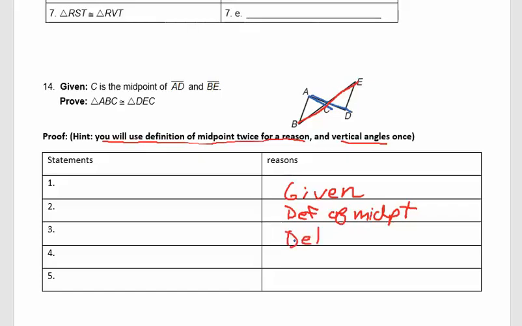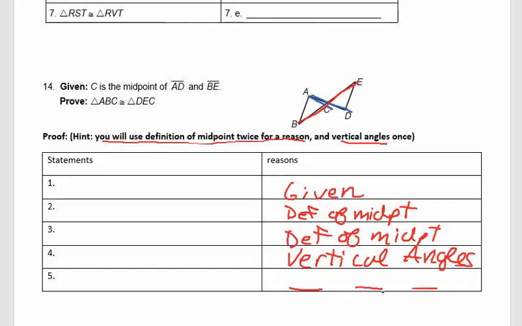And we'll use that twice. And it says to use vertical angles once. Now you just have to figure out what is true because of the definition of midpoint twice and vertical angles. And then at the very last, you'll have to decide whether you used SSS or SAS. It'll be one of those two. So write down your given. C is the midpoint of this.